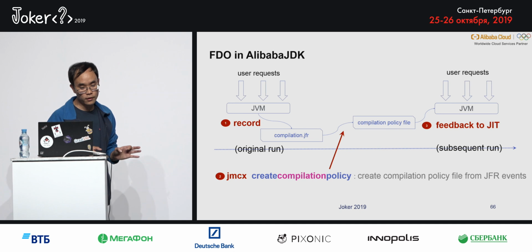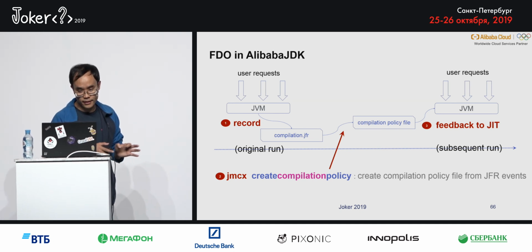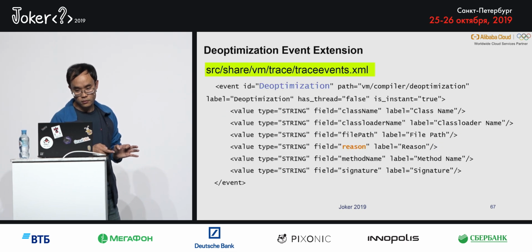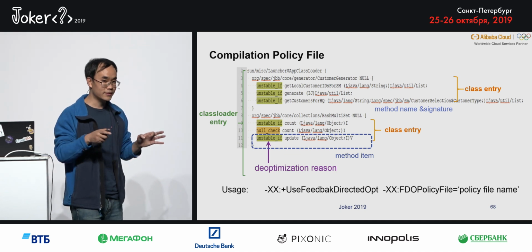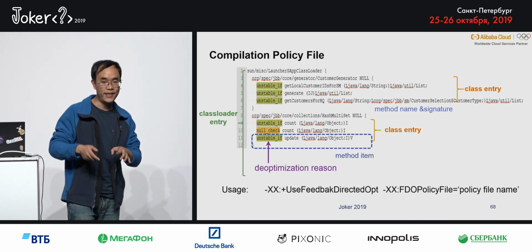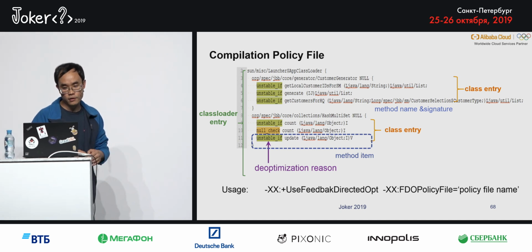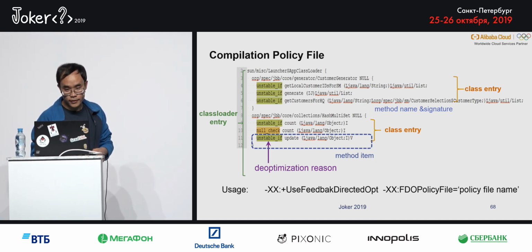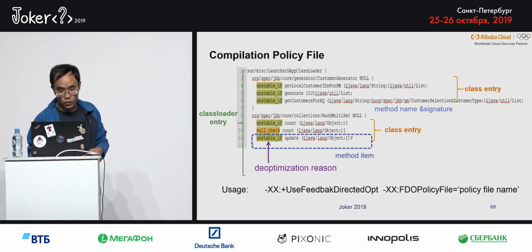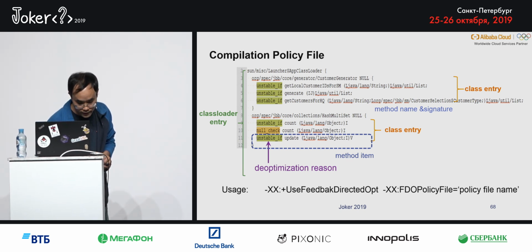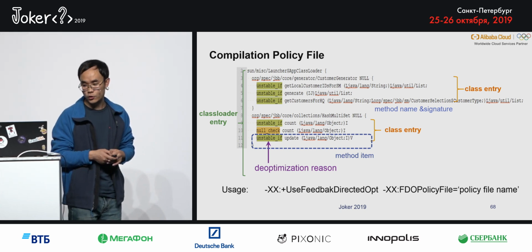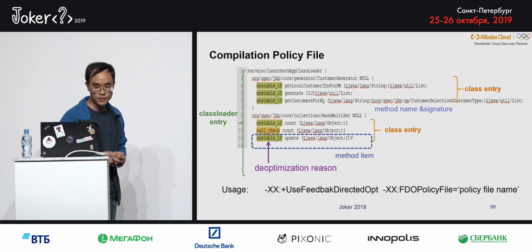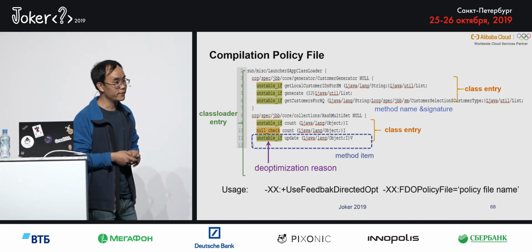And in the next run, you can just use the FDO information. This is the compilation policy file we used. In this file, you can see this has been constructed as a hierarchical structure. It contains which class loader, which class entry, and which method has been de-optimized. And then it also records the de-optimized region.